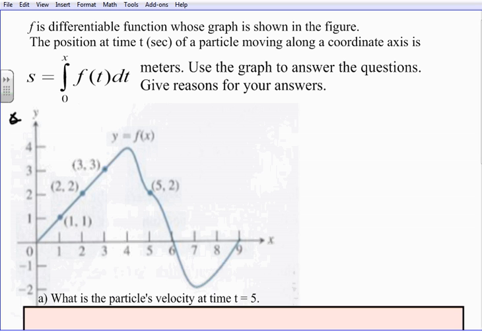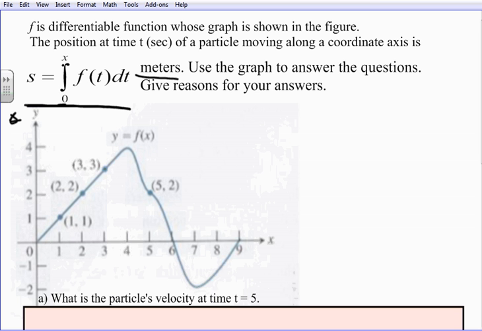The position at time t of a particle moving along a coordinate axis is given by this integral. So s of x is equal to the integral from 0 to x of f of t dt, and that's in meters. Use the graph to answer the given questions, and give reasons for your answers. All right, so in this, we have this graph, and this right here is given in the equation for s.